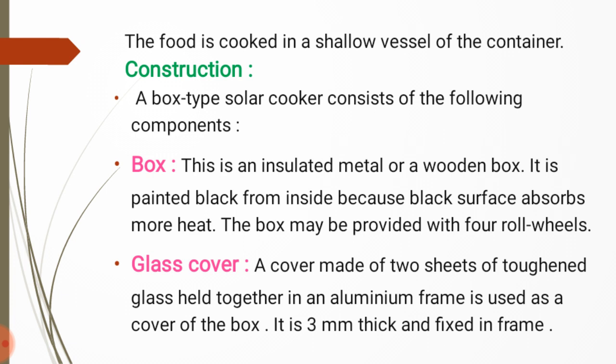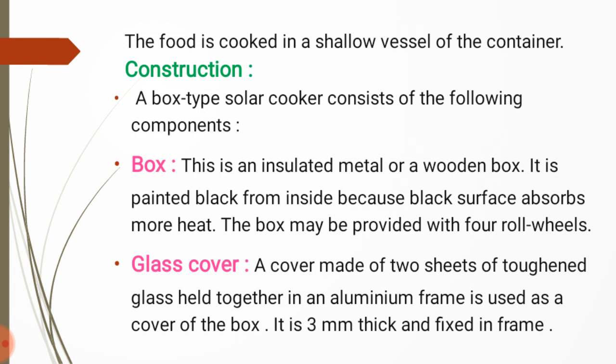The construction: a box type solar cooker consists of the following components. There are different components such as box, glass cover, insulation, containers, and plane reflecting mirror. These are all the different components used in the construction of a solar cooker. Let's see. First is the box. This is an insulated metal or wooden box. It is used for insulation purposes, and in many cases it is a wooden box or metal, but generally it is a wooden box.